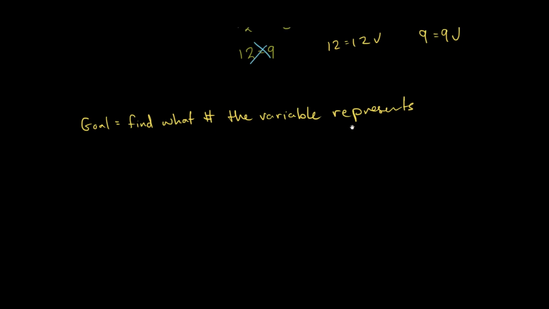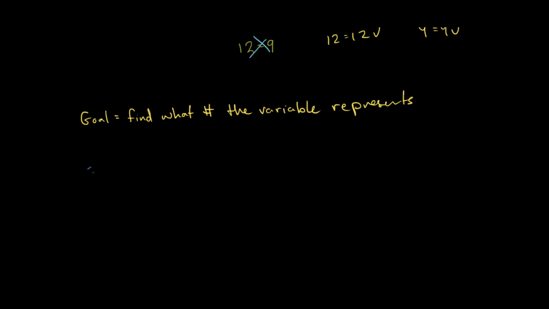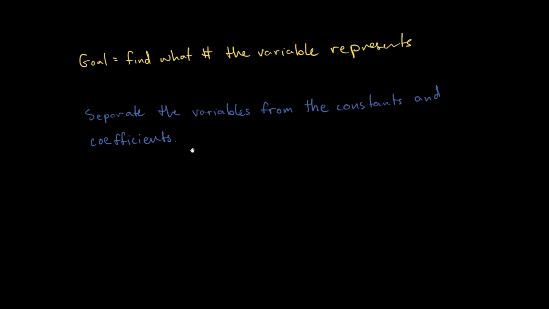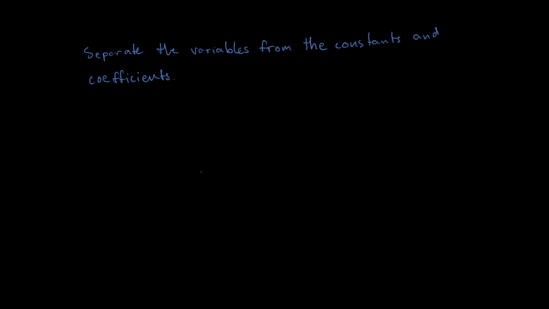Well, the way I like to approach these problems is to just separate the variables from the constants. The constants and actually coefficients as well, but we won't cover coefficients in this video. So if we have an example equation like x plus 2 equals 6.